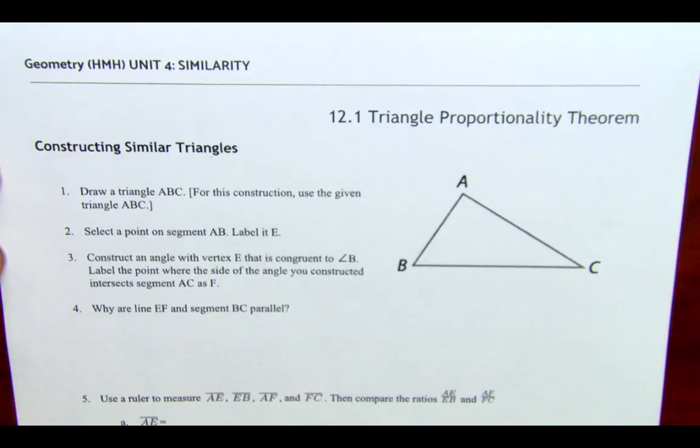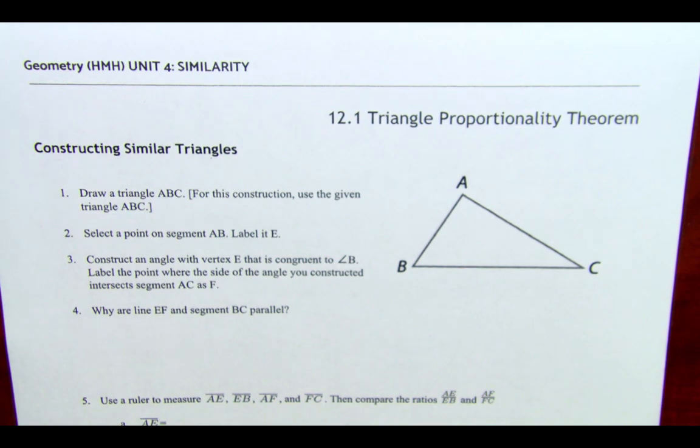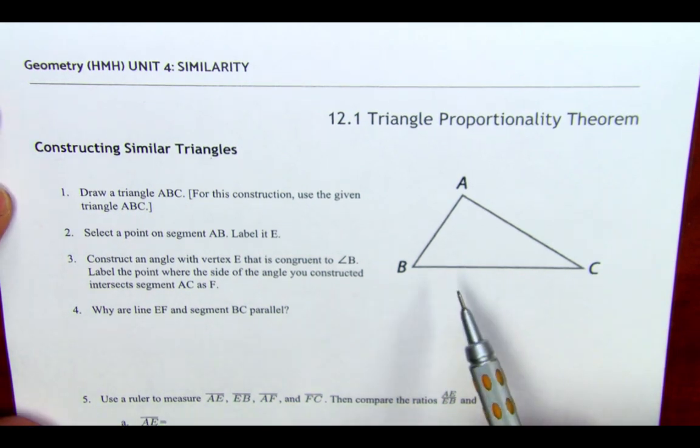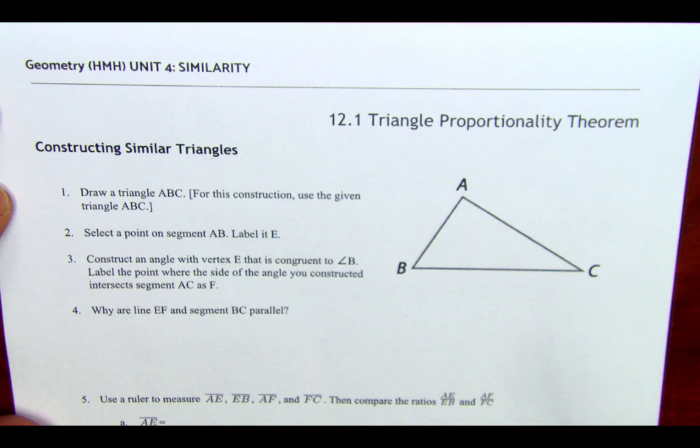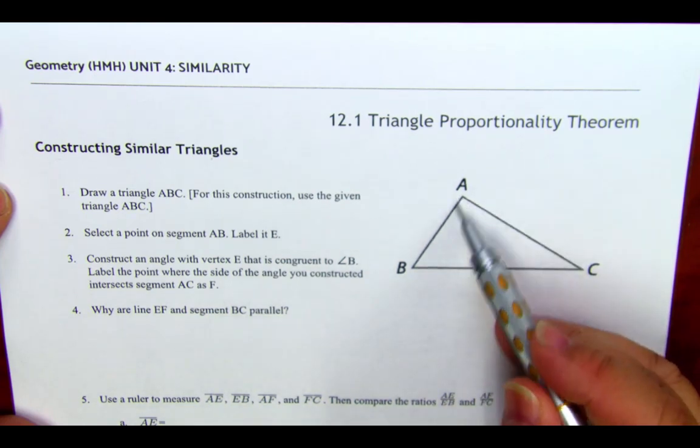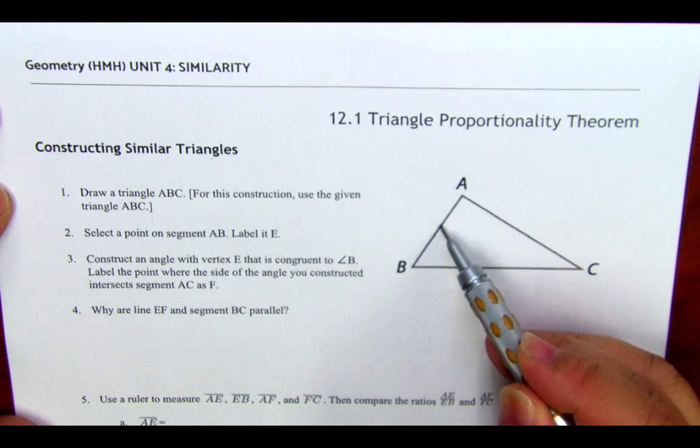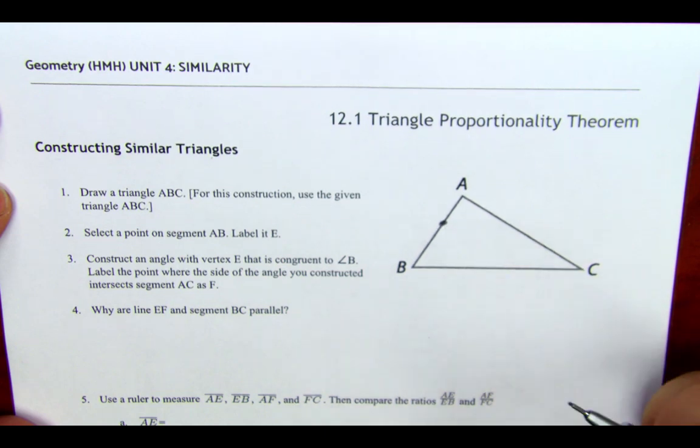12.1 Triangle Proportionality Theorem. Please do the construction activity over here, guys, and pause the video. When you're ready, start to play again. Okay. So the first step is asking to draw a triangle ABC, which I gave to you already, and select the point on AB, any random point. I'll just pick this one right there, okay?